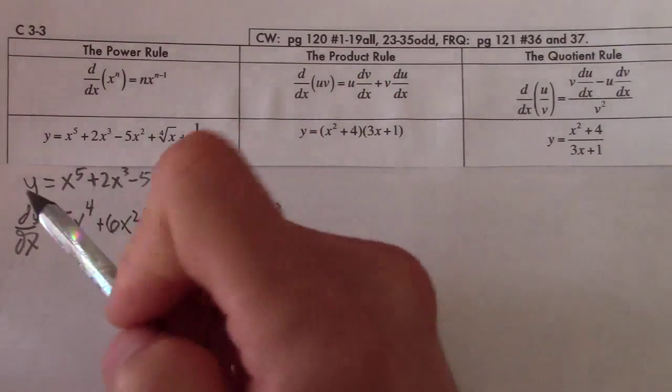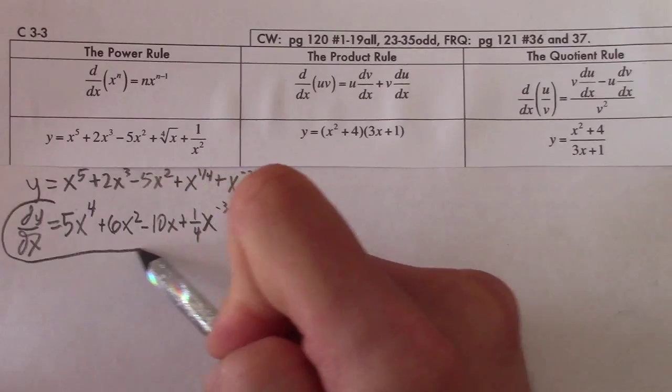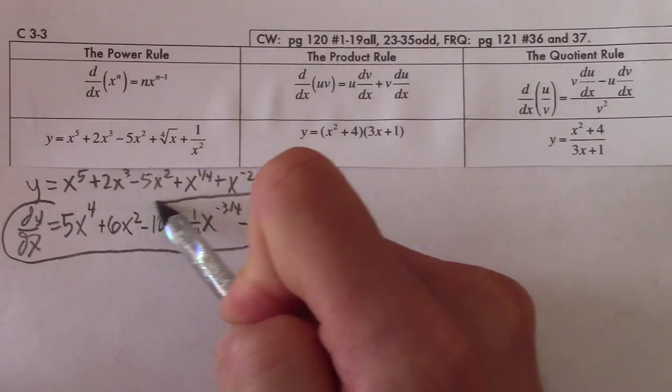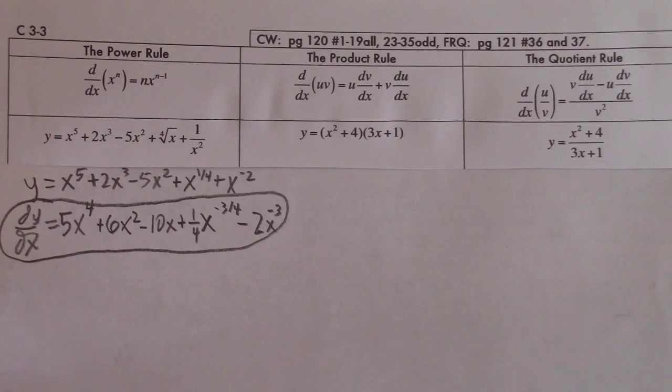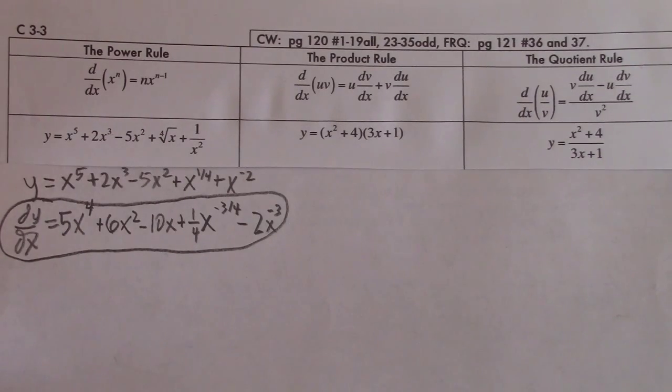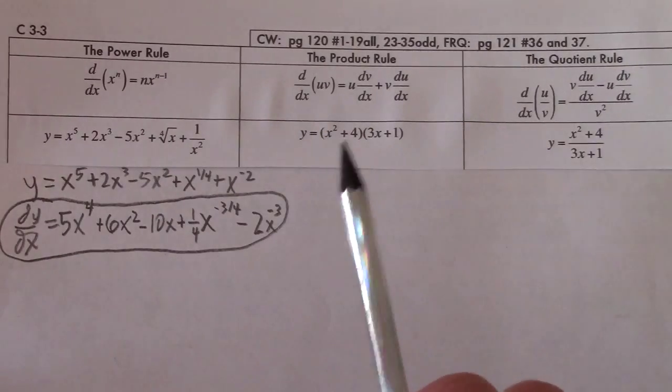So there's the power rule. We'll just leave it like that. And there is the derivative there. Not too shabby there. That's something we've already been talking about. So the next one is going to be new to y'all.